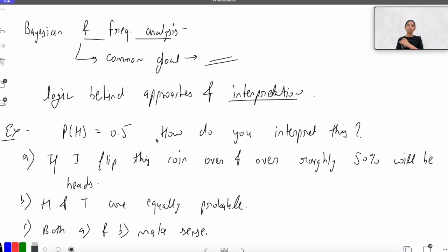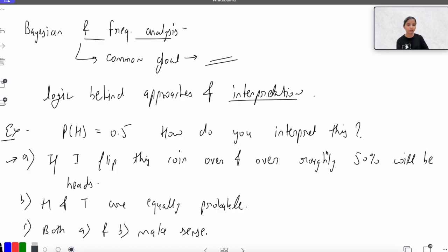So look at the very first option that we have, that if I flip this coin over and over, roughly 50% will be heads. Right? That's what we do in the frequentist approach. We repeat the experiment infinitely many times under identical conditions to see what is the relative frequency of that experiment.